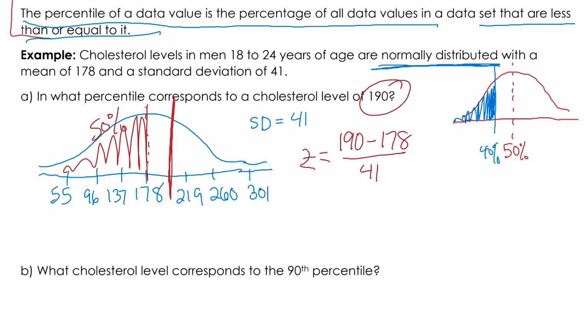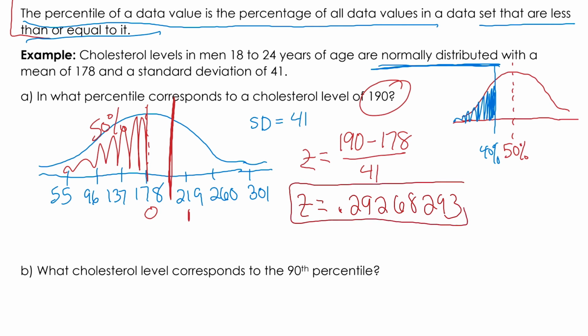And because this is the mean, which has a standard score of 0, and 219 has a standard score of 1, because it's 1 standard deviation out, I know it's going to be maybe something like 0.5, somewhere in there. So when I calculate it, I'm going to get 0.29268293. So we're less than 1 standard deviation away from the mean on the right, which we knew. It was going to be between 0 and 1 based on its position on the graph.